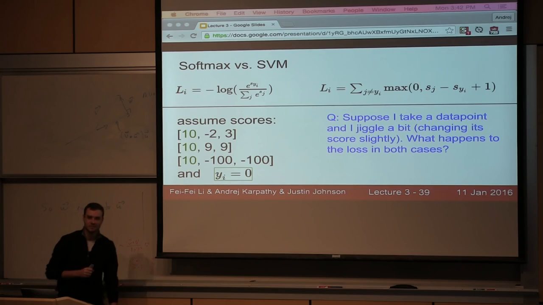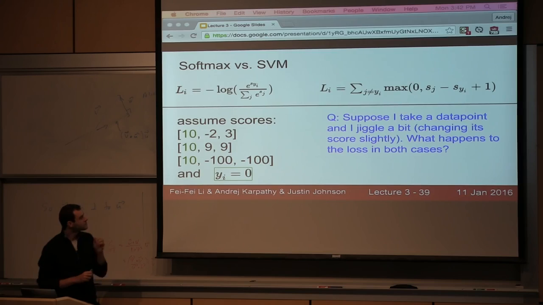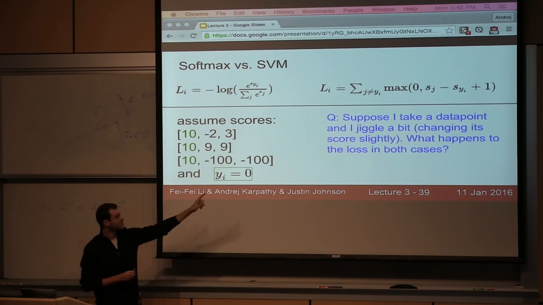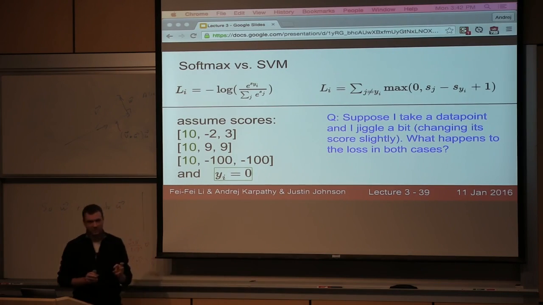Was there a question? Go ahead. Yeah, maybe I missed this, but is the margin of 1 a hyperparameter? Is that something that gets changed? Yes, so the margin of 1, I mentioned very briefly, is not a hyperparameter. You can fix it to be 1.